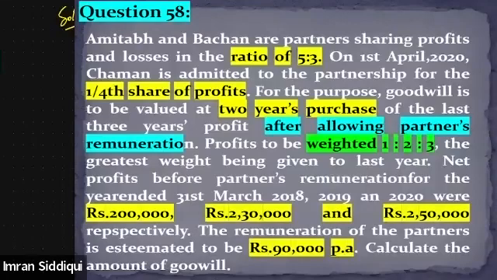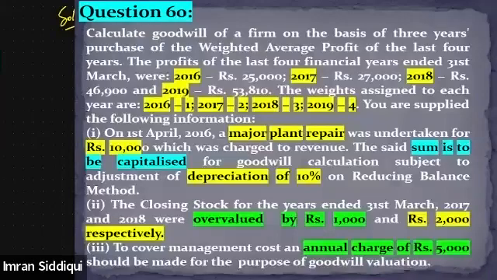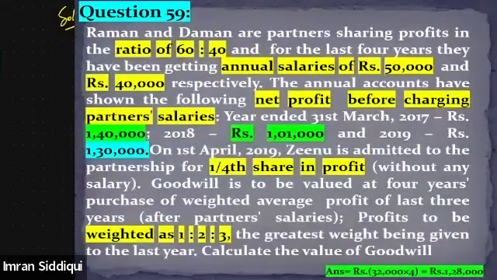Okay, so we are moving to the next question. Let's do one more question based on the weighted average method. And I want you to try this question as well. Question number 59. Do this quickly so that we can move to the next topic, that will be the super profit method. Let's start with question number 59. Let me read this question for you once.